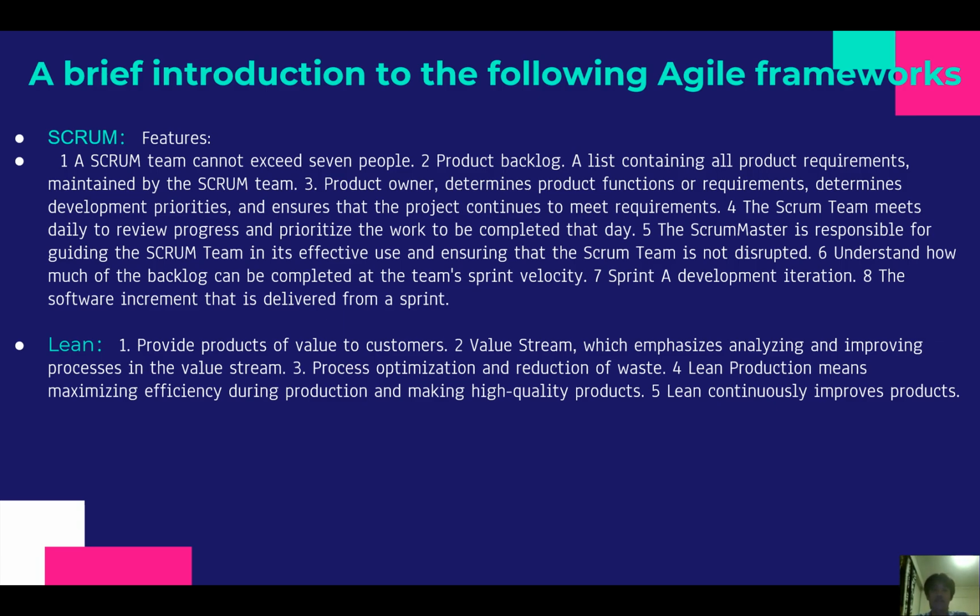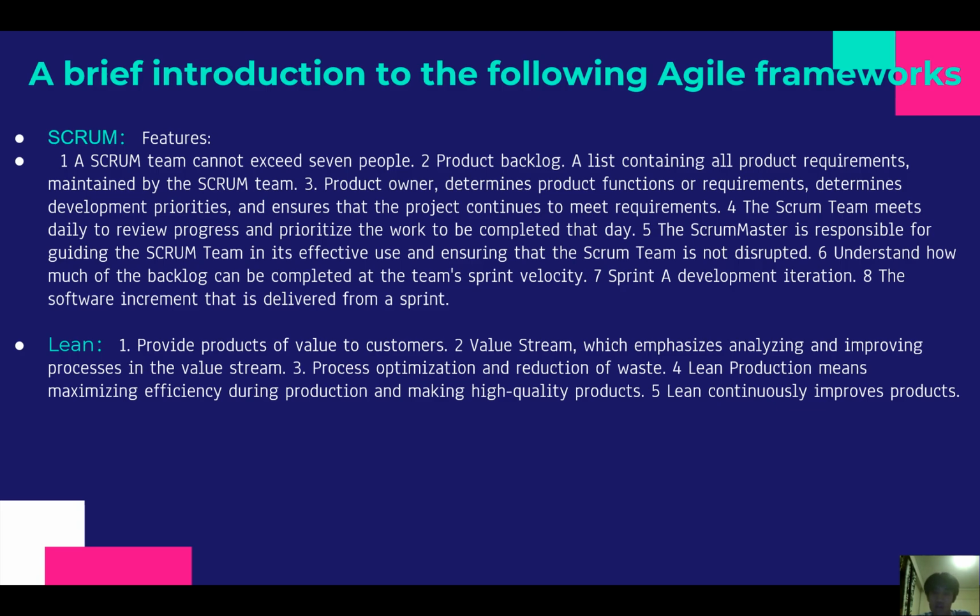Hello everyone. Today I'm going to talk about a brief introduction to the following Agile frameworks. First is Scrum. The Scrum features first include a Scrum team cannot exceed 7 people. Second is product backlog, the list containing all product requirements maintained by the Scrum team.